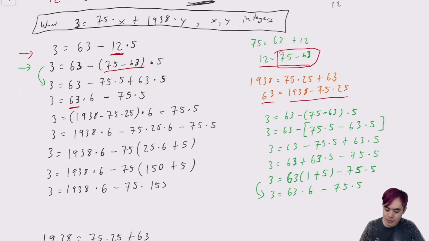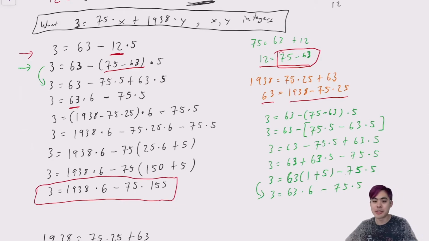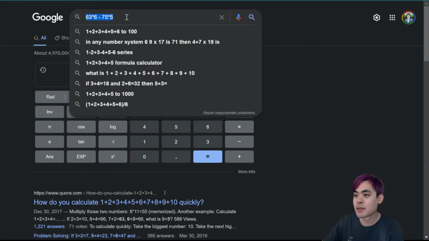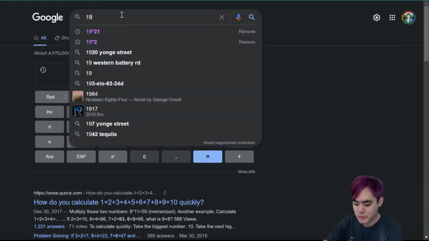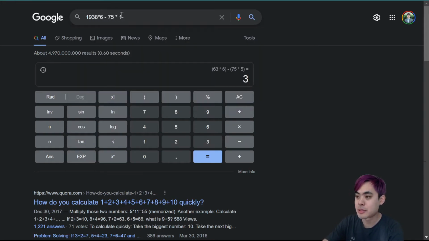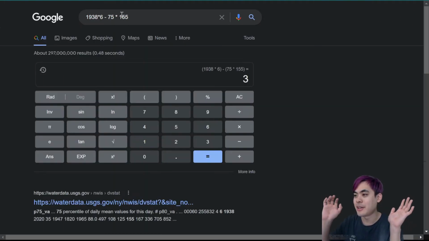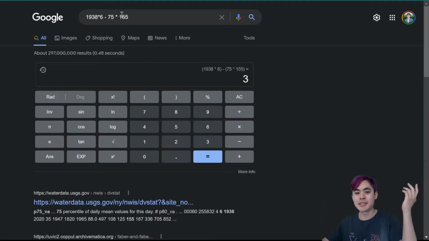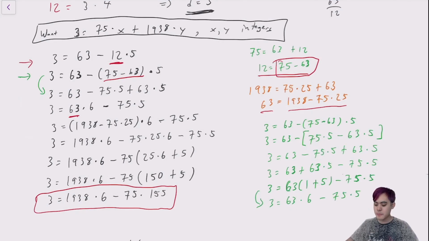And once you have this, you also need to double check your work. So this is where a calculator comes in handy. So if we go over to a calculator, we can type in 1,938 times 6 minus 75 times 155, and hopefully that is equal to 3 if we did everything right. Yes, so we did everything right, which then leaves us with a way of writing number 3 as a combination of our two numbers, 1,938 and 75.